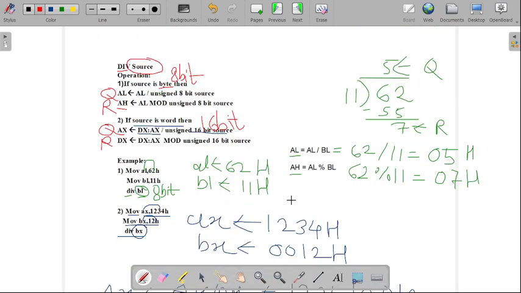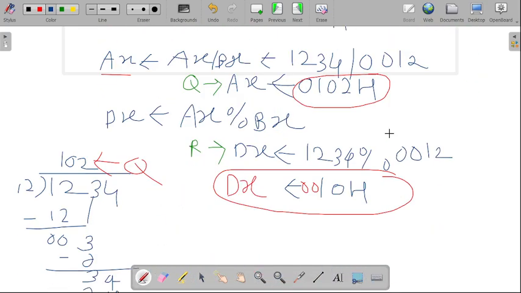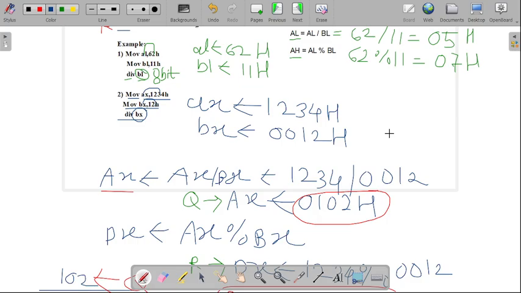You have to remember that whenever you are performing the division instruction, we have to check whether our source is 8-bit or 16-bit. If it is 8-bit, then our quotient will be stored in our AL register and our remainder will be stored in our AH register. If it is 16-bit, then our quotient will be stored in the AX register and our remainder will be stored in our DX register. So in this way, the division instruction will be executed in 8086 microprocessor programming.